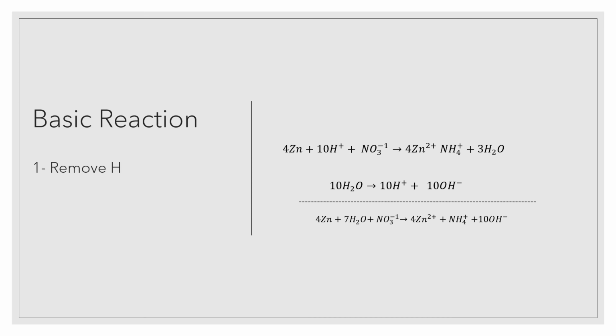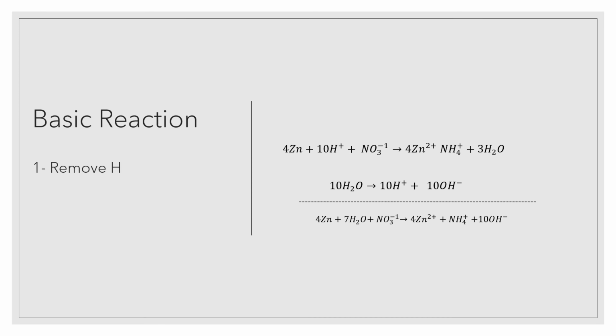So we're going to have 4 zinc, 7 water, because we have 3 water in the first reaction and 10 water in the second one, so we just cancel out those waters. We're just going to be left with 7 water, and then we have nitrate. And then on the product side, we have 4 zinc ions, ammonium ions, and then 10 hydroxide ions.